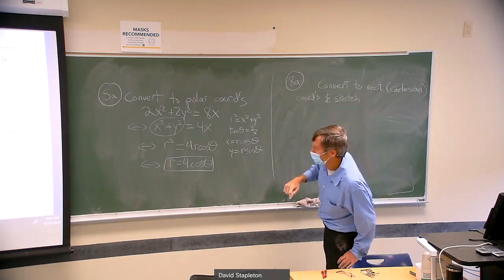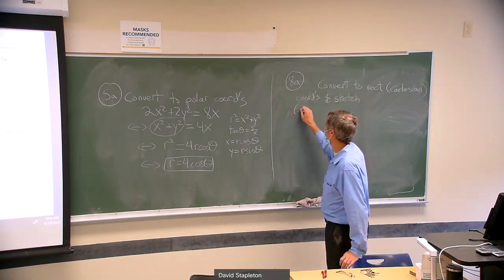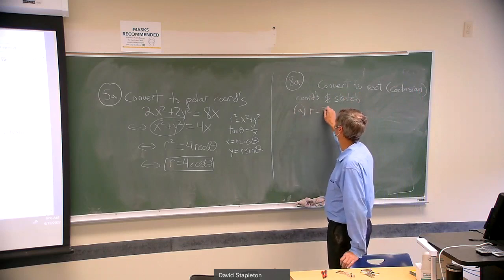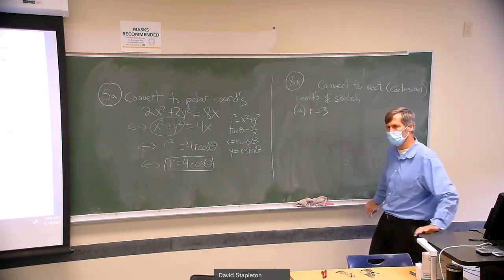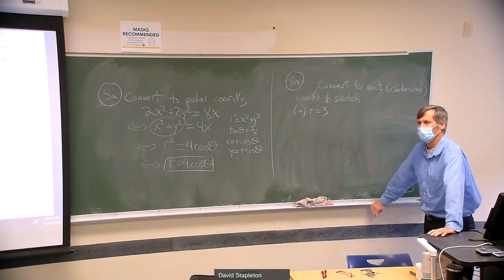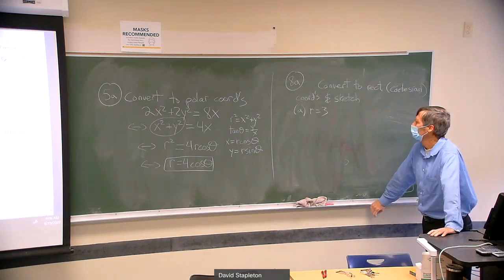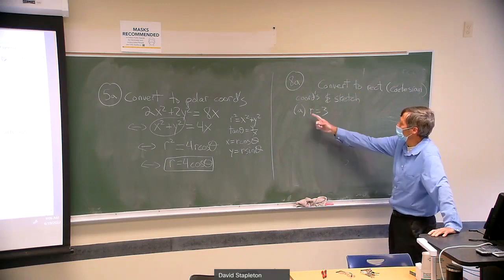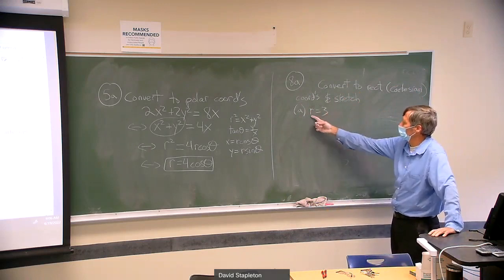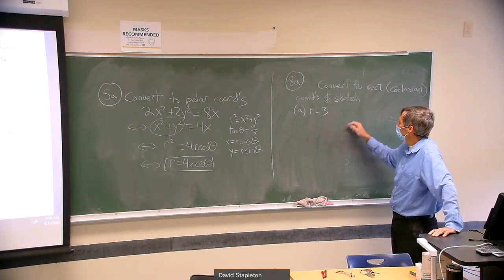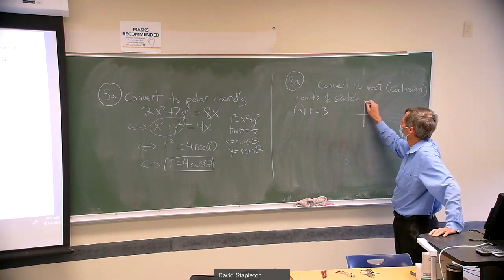Here's the graph, A, r equals 3. What's that? This one you really want to have memorized. What is that immediately? r equals 3 is the set of all points at a distance 3 from the origin, right? r is a polar radius when it's positive. And so this is just the circle of radius 3. I can draw it as quick as that. r equals 3.